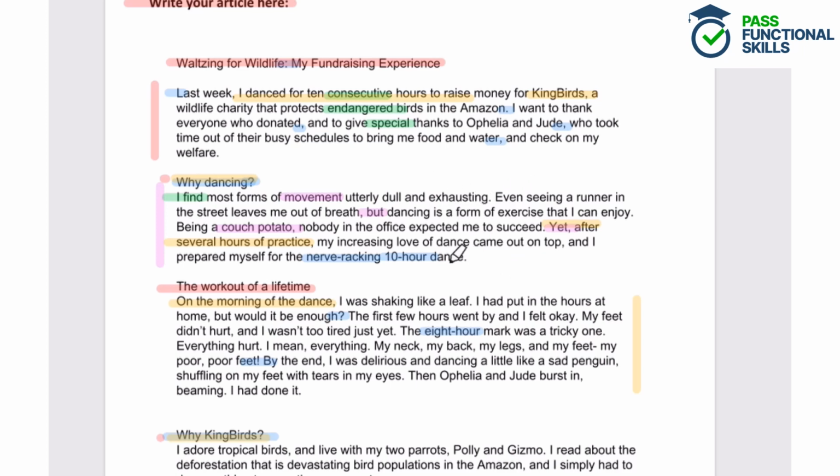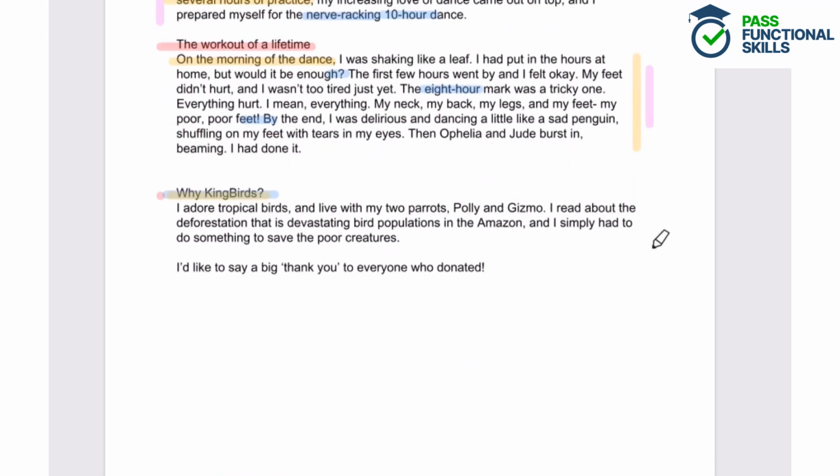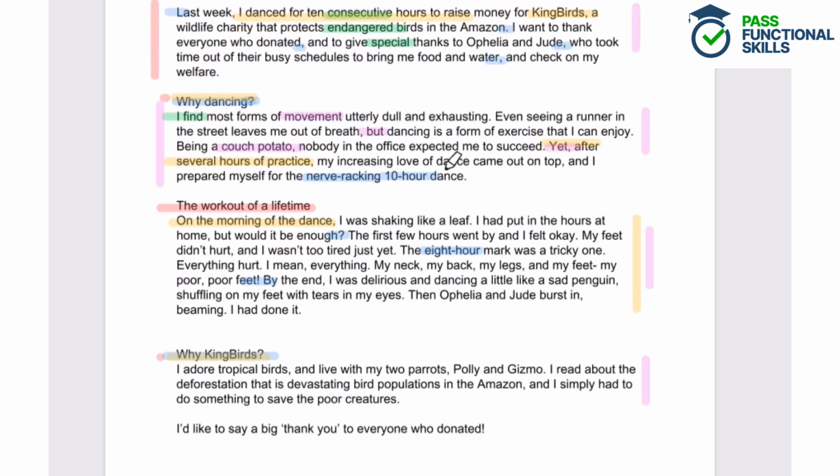We've also got paragraphs that have been ordered really logically. So we've started with an introduction, and then we have an explanation of why they've chosen dance, what the experience was like on the day, and then finally why they wanted to raise some money for the charity. So make sure that you are planning your answers so that your paragraphs can flow on from one another in a logical order, and use connectives and use commas in your answers to make sure that all of your sentences are linking up together.